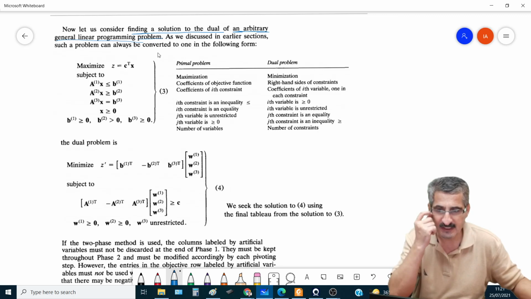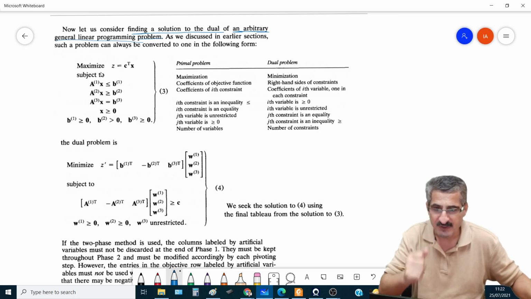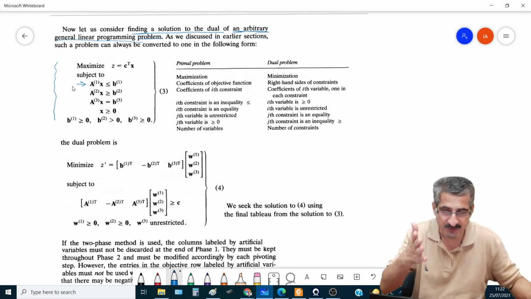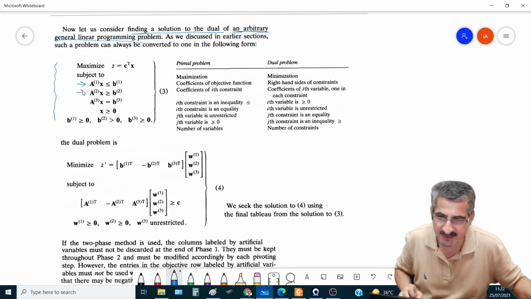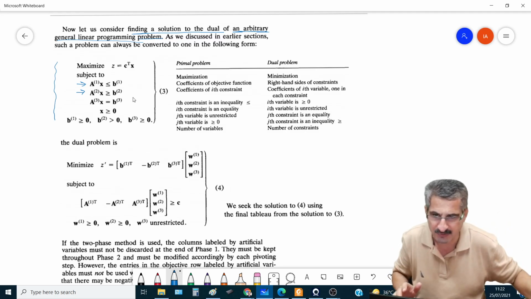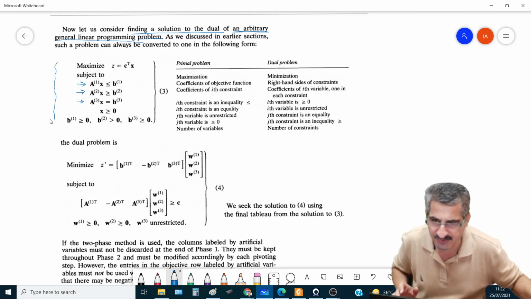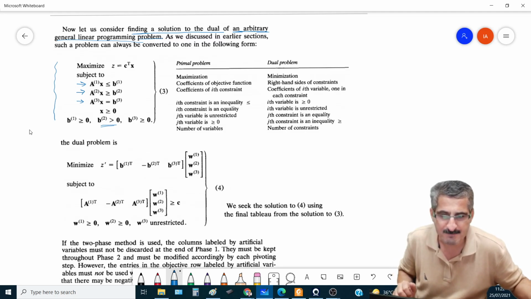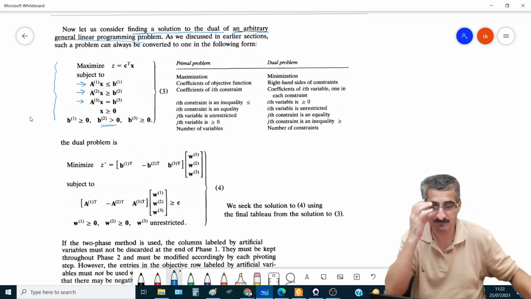As we discussed before, maybe the original problem is given this way. Some constraints are inequalities less than or equal, another group of constraints is inequalities greater than or equal, and some other constraints are equalities. And here B2 is positive.